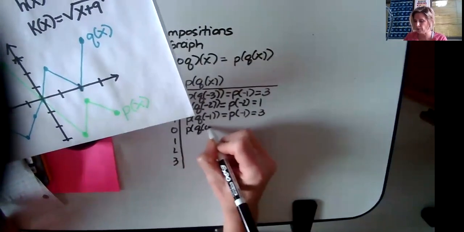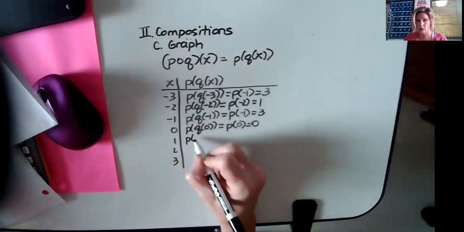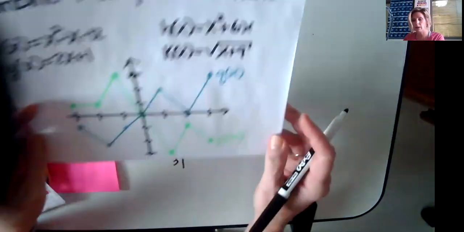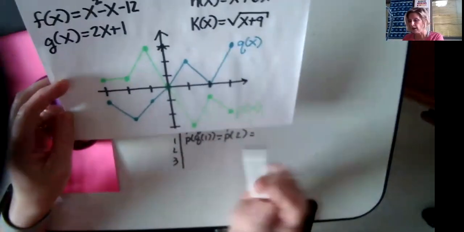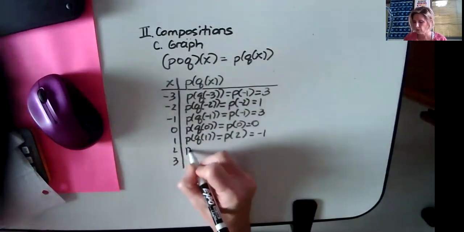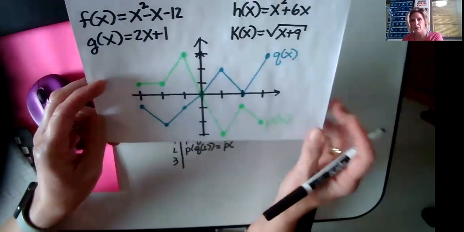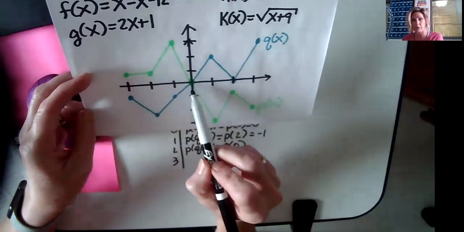P of Q of 0 is going to be P of blue of 0, which is 0. And then P of 0 is green of 0. That's also 0. So P of Q of 1 is P of, now Q of 1 is blue of 1, and that's 2. And then P of 2 is green of 2, and that's -1. P of Q of 2 is P of blue of 2, so that's 0. And then P of 0 is green of 0, and that's 0.